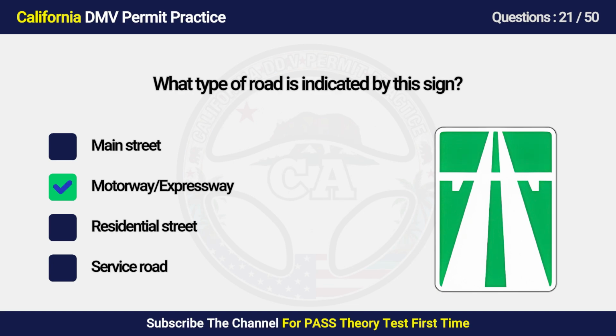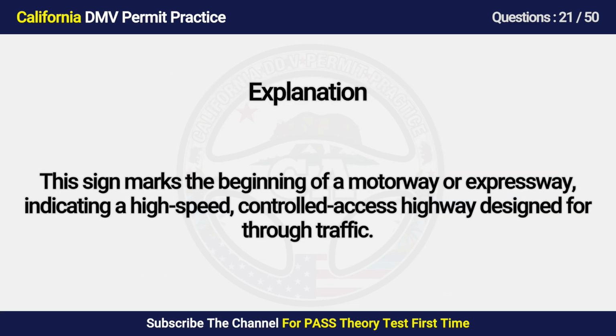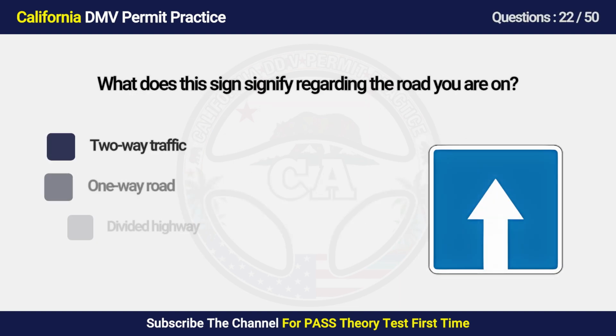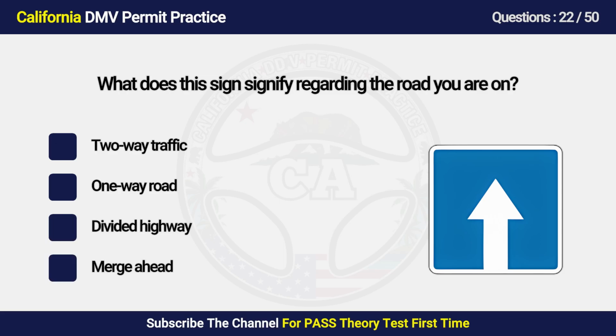Answer is B. This sign marks the beginning of a motorway or expressway, indicating a high-speed highway designed for through traffic. Question 22. What does this sign signify regarding the road you are on?